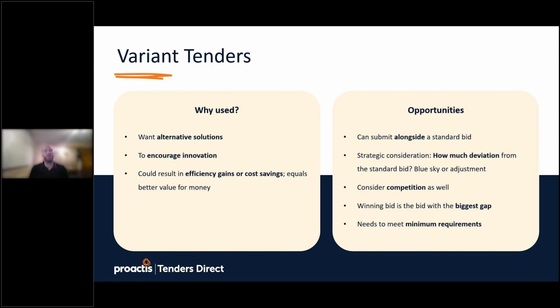The opportunities for you are, well, you get an extra swing at the pitch, or extra swings at the pitch. You can submit it alongside your standard bid. But the opportunities, as with all this type of stuff, are that we need to be strategic about it. So what I mean by that is, how much deviation from the standard bid is going to be appropriate? How big a gap do you think there is between what they know they need and a little bit of something else? Is it like they really don't seem that clear and there's a real opportunity for doing something very innovative and radical? Or is it just that they're looking for potentially some tweaks around the edges of what they've laid out? So how much adjustment is going to be appropriate?